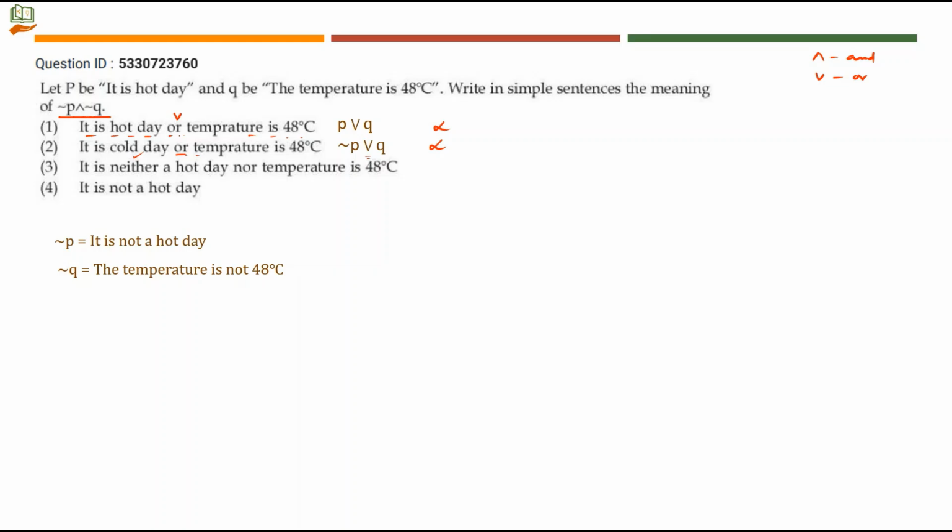When will you use neither nor? When we say neither nor, it is like not a particular expression and not another particular expression. So negation is involved in both the places. At the same time, they are connected by an and expression. Now just substitute: neither a hot day is negation of P, nor temperature is 48 degrees Celsius is negation of Q, and since they have used neither nor, we are giving the and symbol here. So this is actually equal to the expression that is given in the question. Option number 3 will be the right answer.